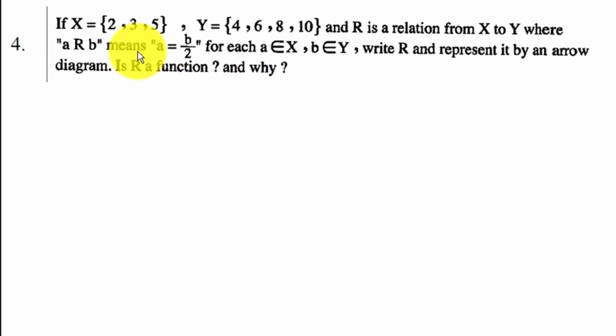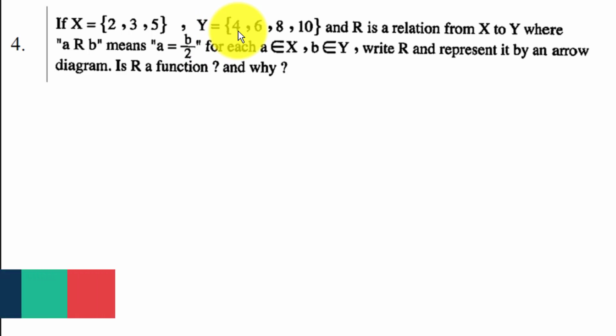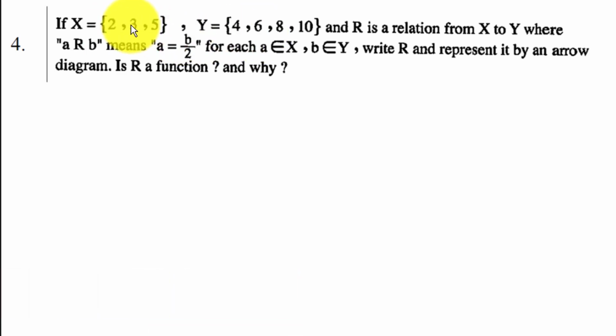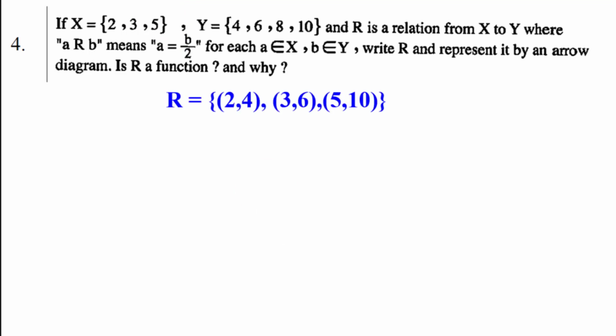We can write R easily. We have 4 divided by 2 equals 2, and we have 2 in x. So the first ordered pair of R is (2, 4). 6 divided by 2 equals what, guys? Equals 3. Now we have 3, so (3, 6) is the second ordered pair. 8 divided by 2 equals 4, but we don't have 4 in x, so we don't have an ordered pair here. The last one, 10 divided by 2 equals 5. So (5, 10), we have 5 in x. So we can write R as the set of ordered pairs (2, 4), (3, 6) and (5, 10).